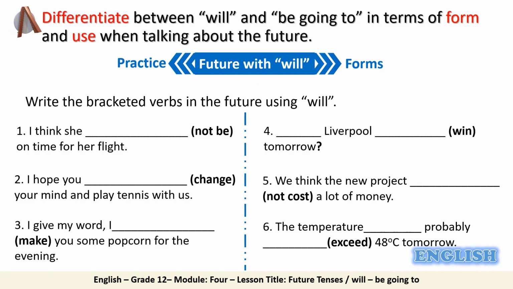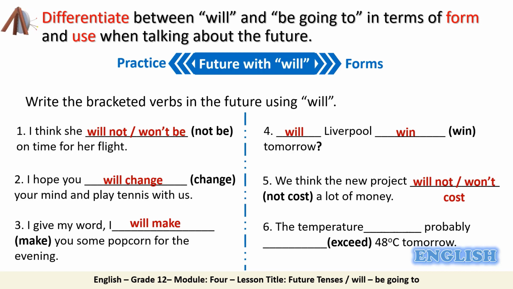Excellent. Let's correct. Sentence number 1, we should write, very good, will not or won't be. Then sentence 2, the correct answer is, exactly, will change. As for sentence 3, yes, will make is the correct answer. We move to sentence 4, and it's a question, so we should write, excellent, will, then when. Sentence 5 now, the answer is, great, will not or won't cost. Finally, sentence 6, and the correct answer is will probably exceed.